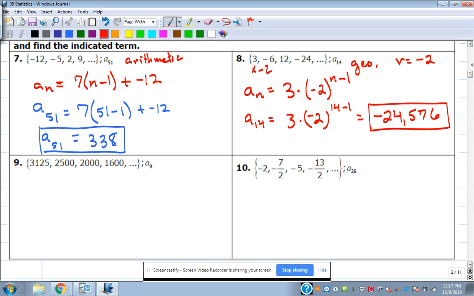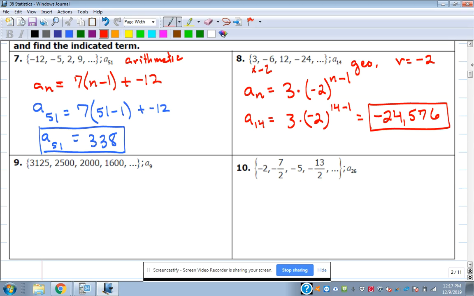3,125, 2,500, 2,000, 1,600, and so on. Well, to get from 3,125 to 2,500, that'd be subtracting about 625. And I know that ain't how you get from here to here. So that rules out arithmetic. Let's hope it's geometric. If it's not either of those, then we got to think about something else. But I'm pretty sure it's geometric now.